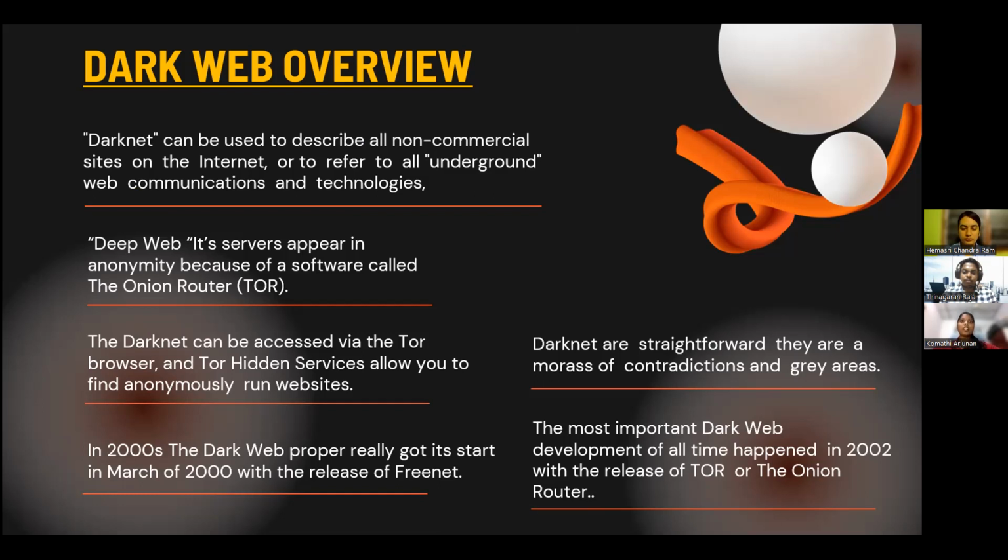In the 2000s, the dark web proper really got its start in March of 2000 with the release of Freenet. The service still exists today and also provides a censorship-resistant way to use the web. The most important dark web development of all time happened in 2002 with the release of Tor, the onion router, as I have shown just now how to install it. It was created by none other than the US government as a way to have their own operatives remain invisible. So that's all from my side.